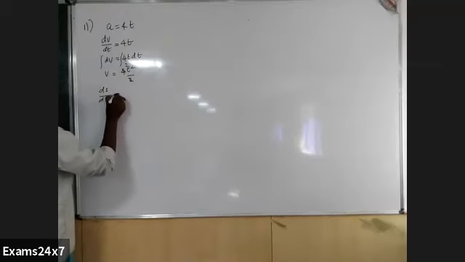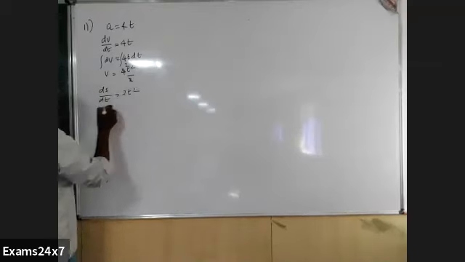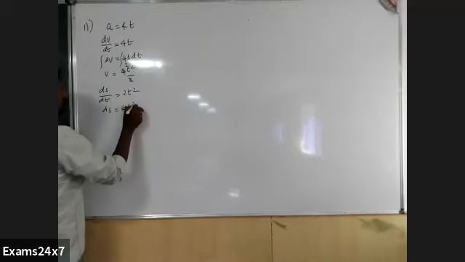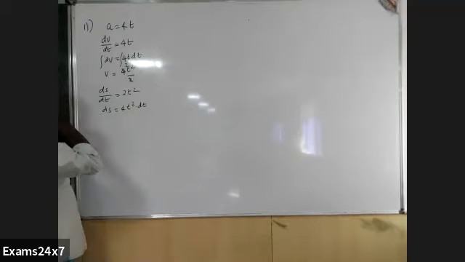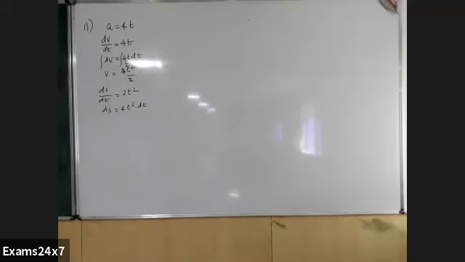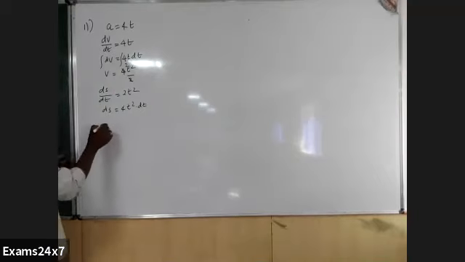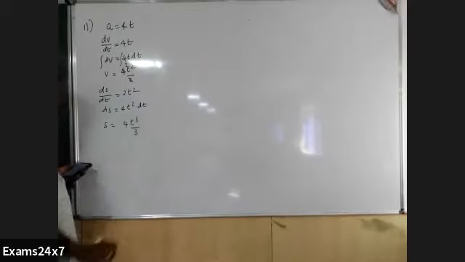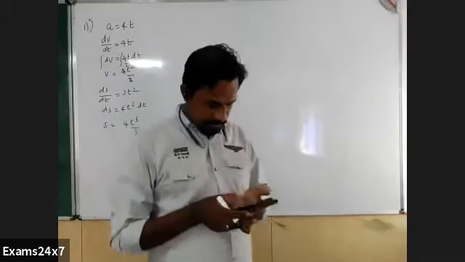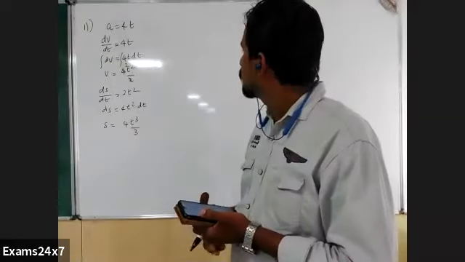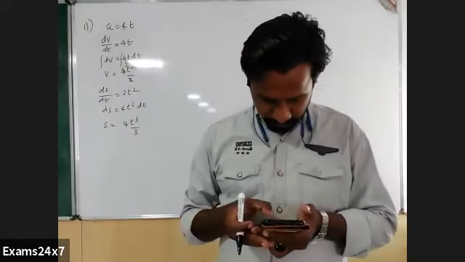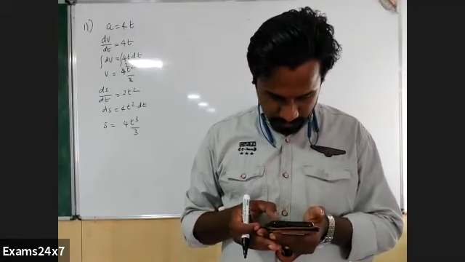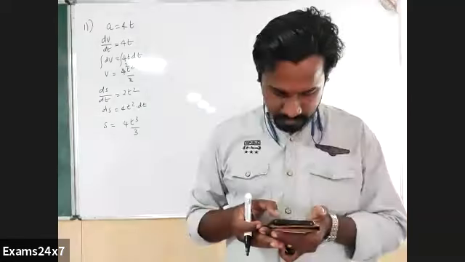ds by dt is equal to 2t square. ds equal to 4t square dt. Then s is equal to 4t cube by 3. Acceleration is given, right? a is equal to plus at. Starts from origin, the distance covered by 3 seconds.